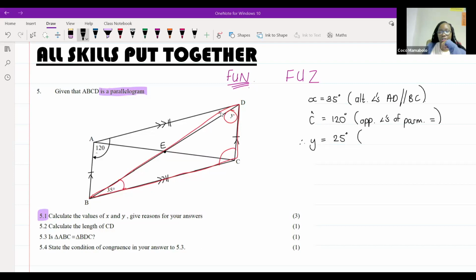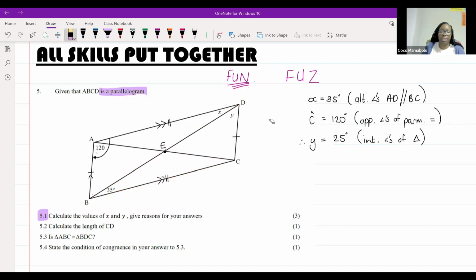It's just the interior angles of a triangle. Yes, it is. Absolutely. It's just the sum of the interior angles of a triangle. So 120 plus 35 plus Y will equal 180. And then we just minus to get 25. All right.